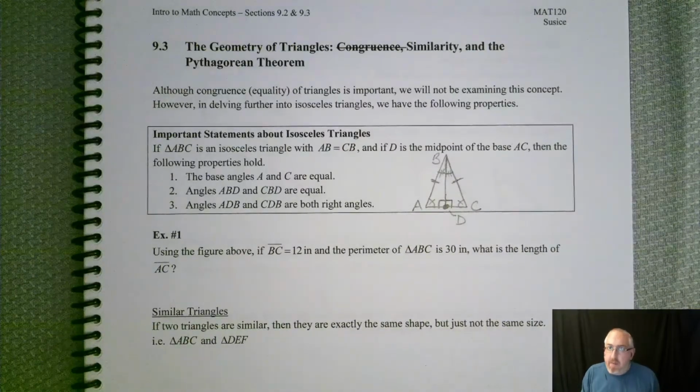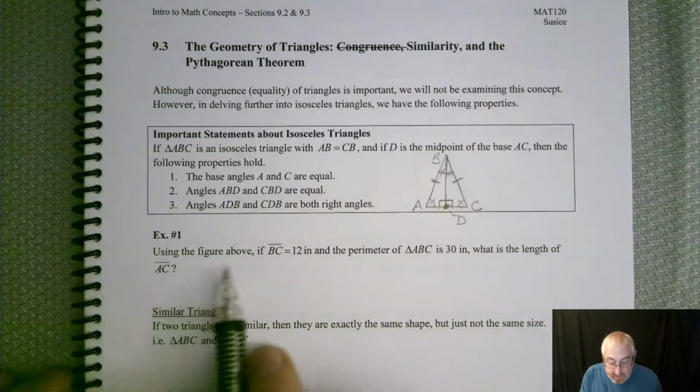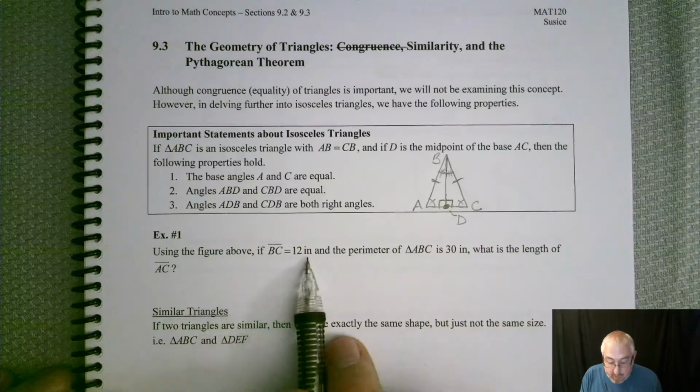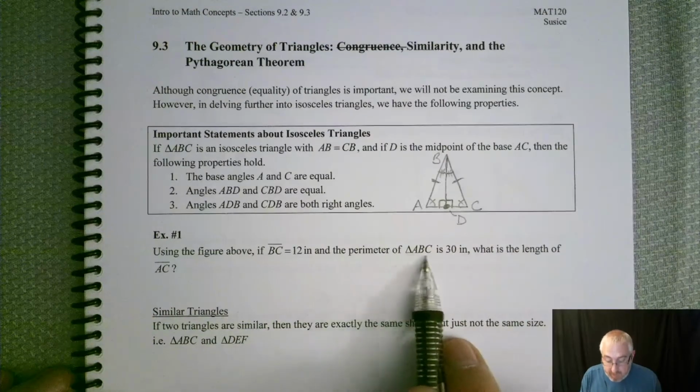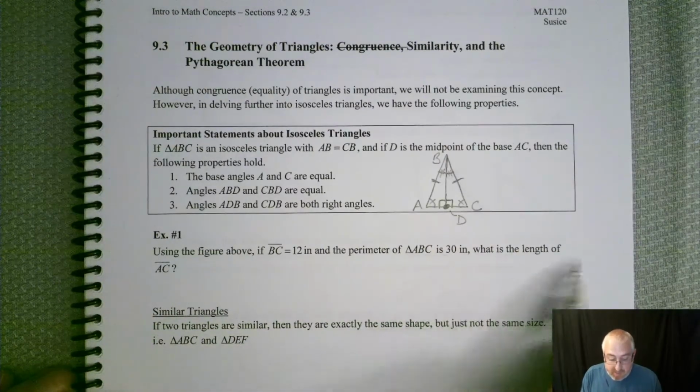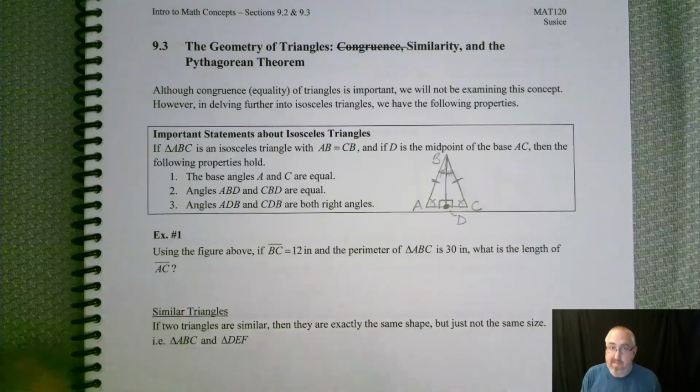Now again, very logical looking statements, and based on the diagram, it looks like it makes sense. But mathematicians have got to prove everything. So somebody had to prove that it was true before they could just assume it was, even though it looks like it. All right. So using the figure above, if BC is equal to 12 inches and the perimeter of ABC is 30 inches, what is the length of AC?